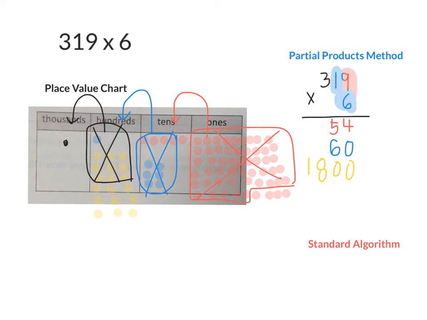So how many thousands do I have altogether? 1. How many hundreds do I have altogether? 9. How many tens do I have altogether left? 1. How many ones do I have left? Okay, so I have 1, 9, 1, 4. Let's add up our partial products.